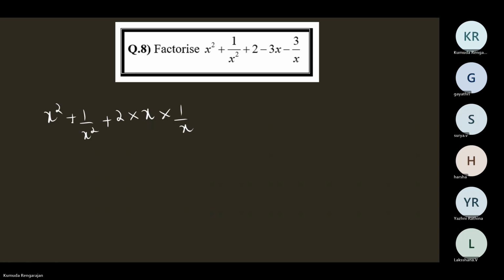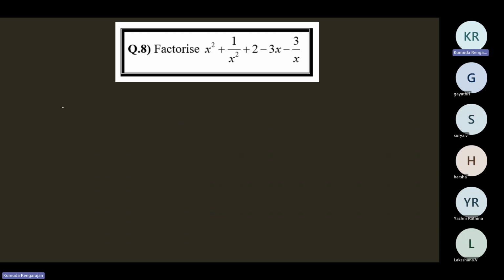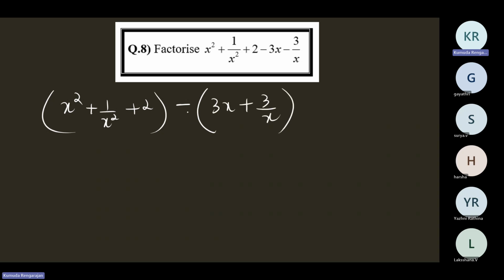Okay, so before you do this, you can use the brackets first. So x squared plus 1 by x squared plus 2 in one bracket, then that minus 3x plus 3 by x in the other bracket. See, when you take out the minus common, the signs will change. I've grouped the first 3 terms and the last 2 terms.